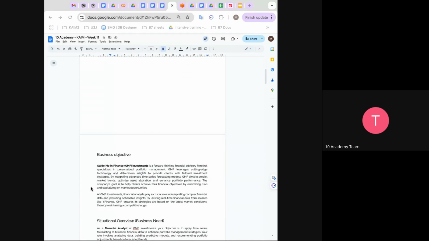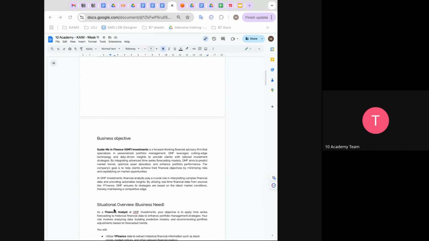So based on that, today's objective is: the company is Guide Me in Finance Investment LLC, and they want you to guide them, or provide financial advisory for their clients, like personalized portfolio management, using this technology plus data-driven insight. So you have to build this investment strategy for someone who wants to buy by integrating time series forecasting and predicting the market trend, optimizing the asset allocation, plus enhancing the portfolio performance. So the company goal is basically to achieve this financial objective by minimizing risk and capitalizing on this market opportunity based on the market demand. You minimize the risks that someone has in the coming 3 to 4 years.